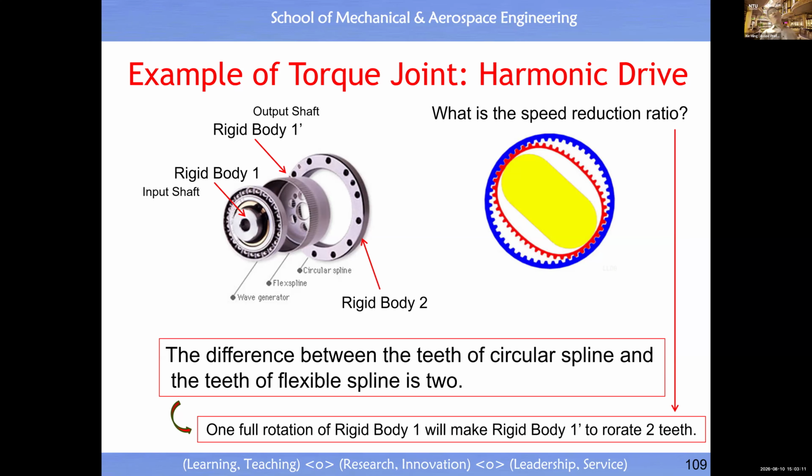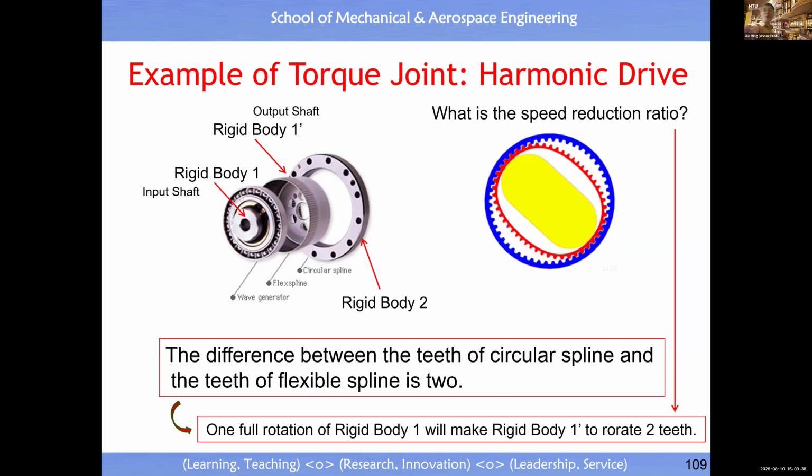Body 1 can be the input motion. Body 2 then is the output motion. Or body 2 is the input motion, then body 1 is the output motion. Between the motions of body 1 and body 2, there's a motion difference. Then what is the ratio? The ratio is the speed reduction ratio.